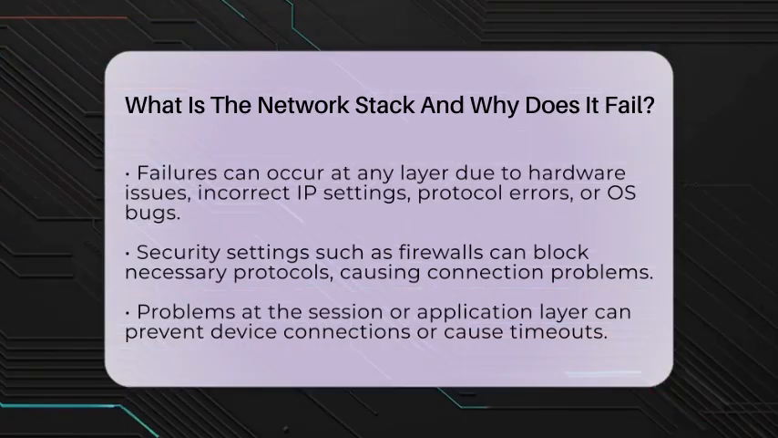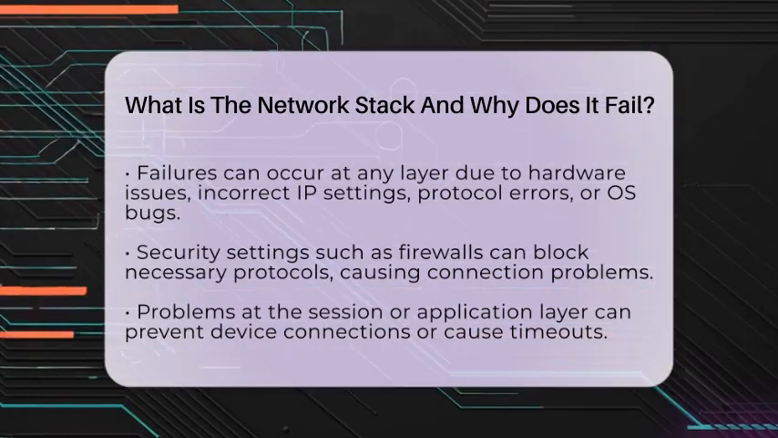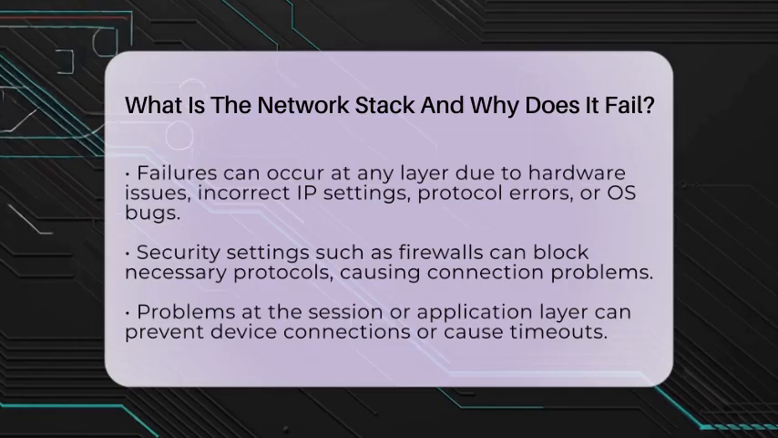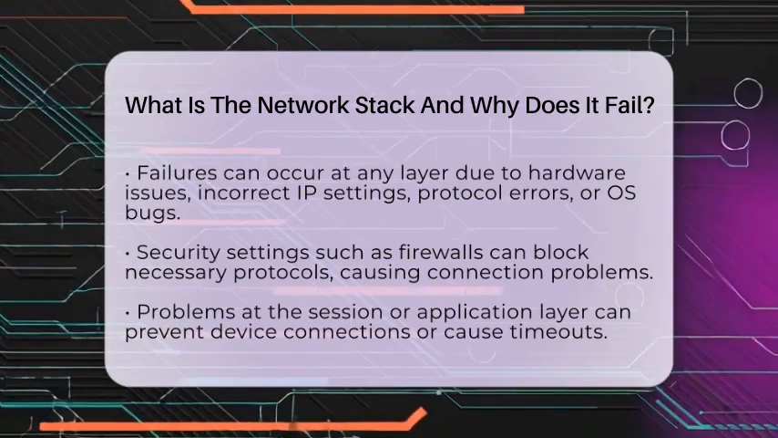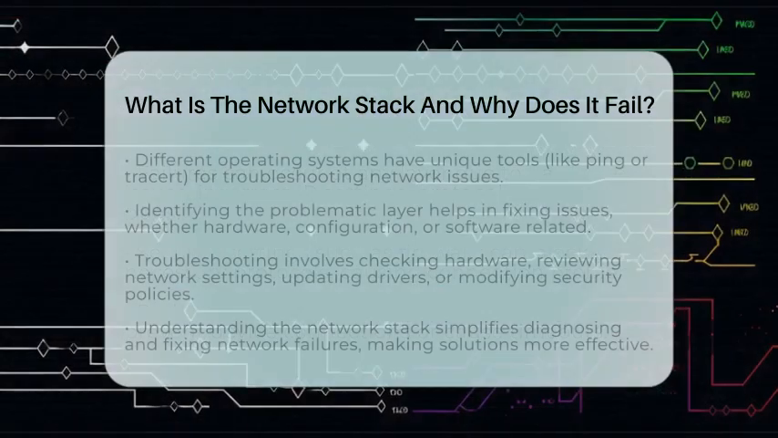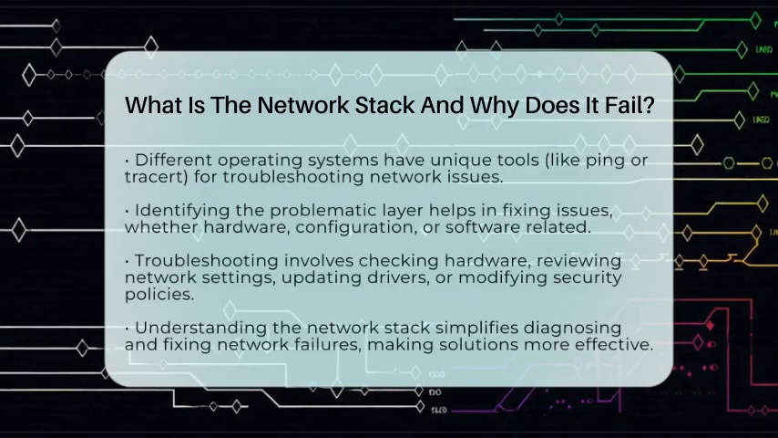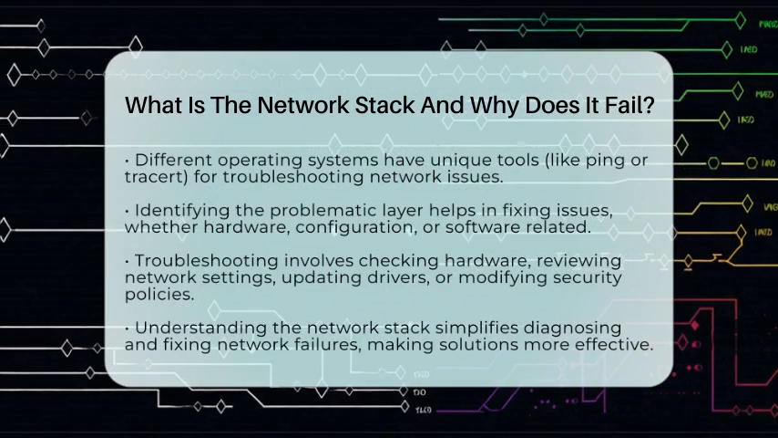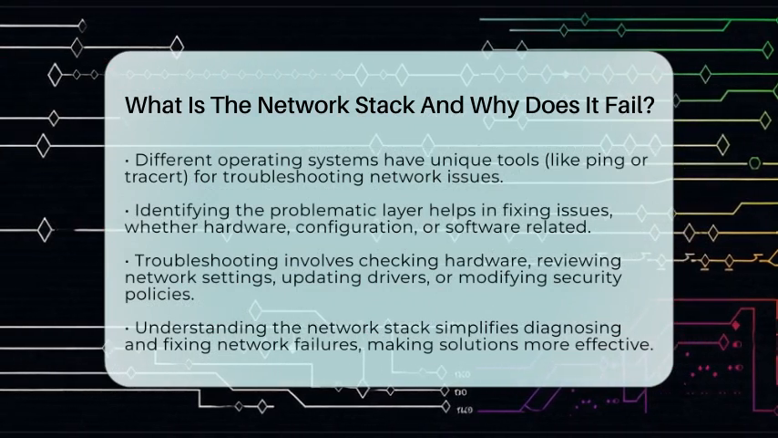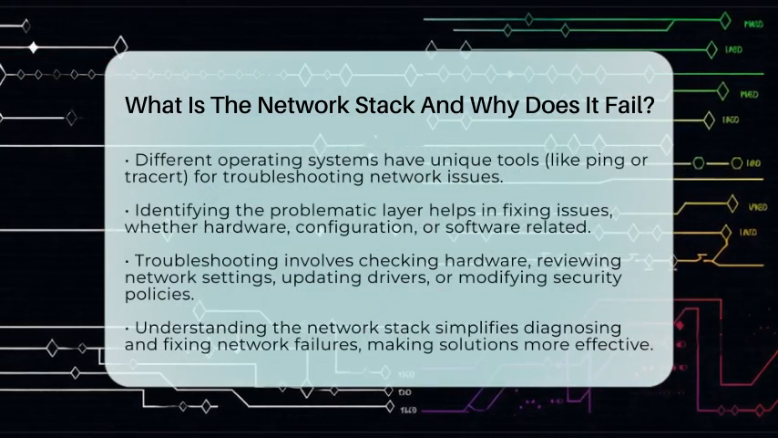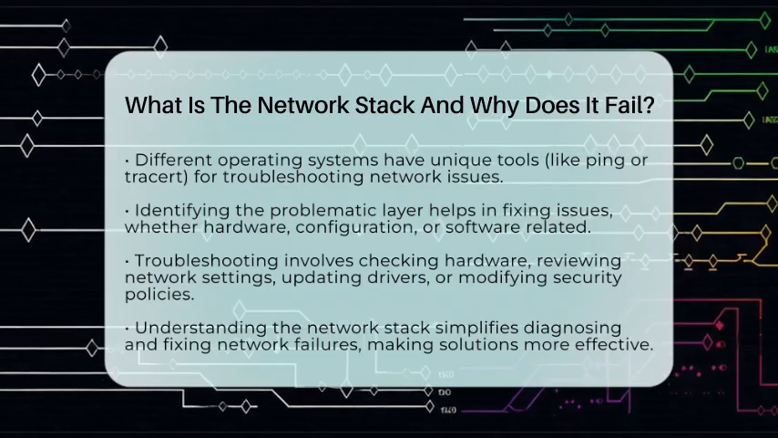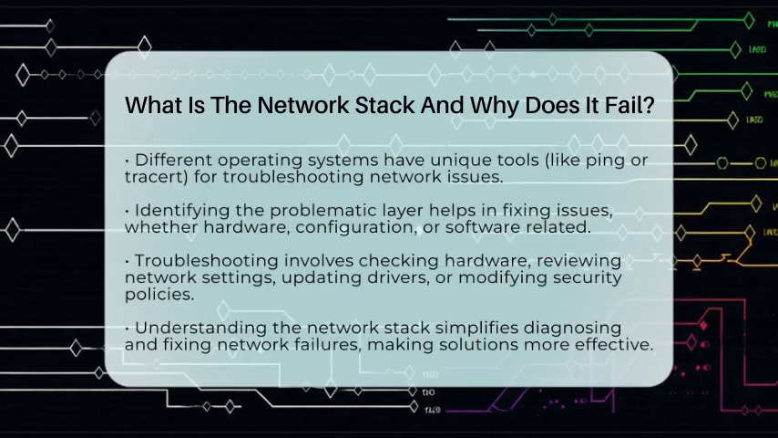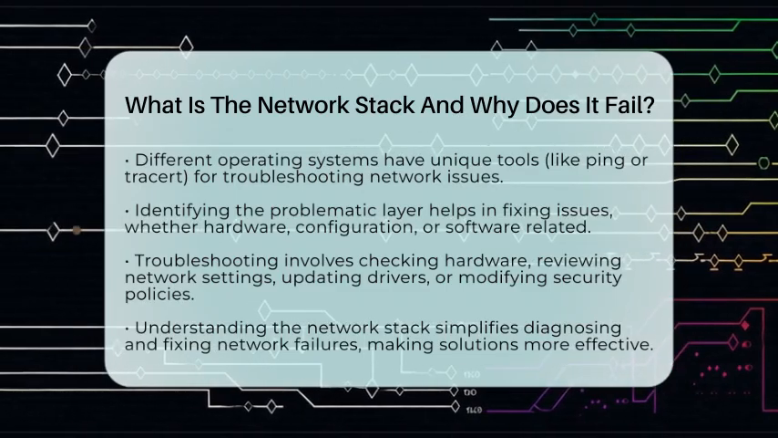Different operating systems have their own ways of building and managing the network stack. Windows, Linux, and macOS each have unique designs and troubleshooting tools. For example, Windows users might use command prompt tools like ping or tracert, while Linux users might use ping or traceroute. These tools help identify where the failure is happening, whether it's a hardware problem, a configuration mistake, or a software bug. Understanding which layer is causing the problem is key to fixing it.